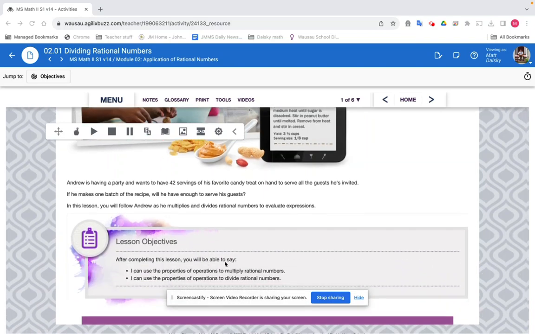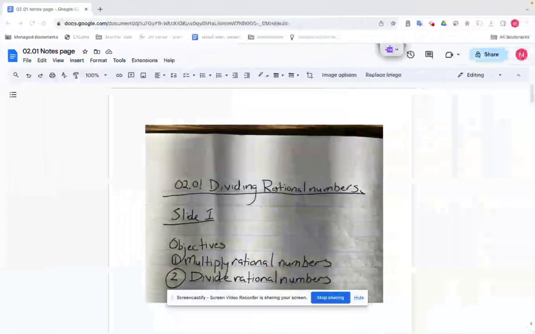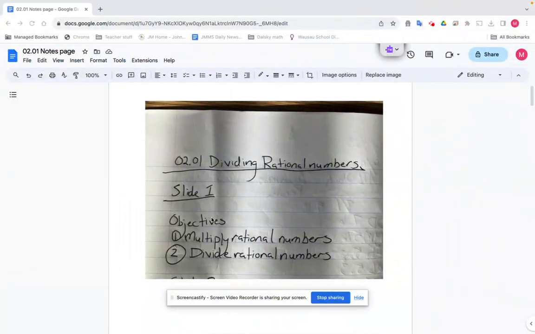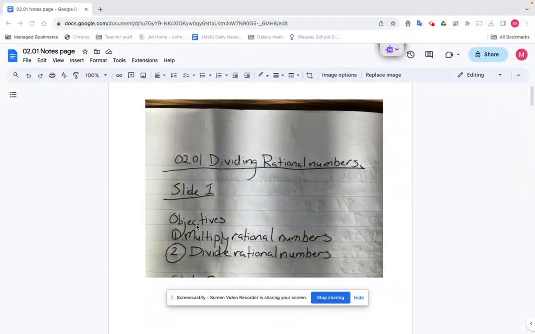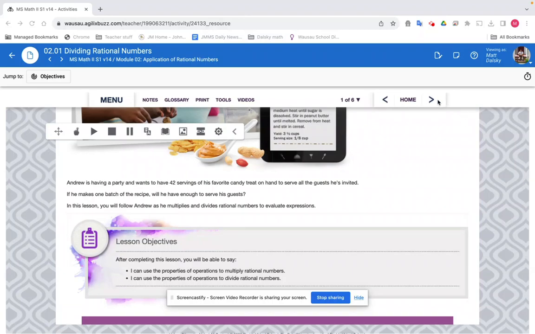The crucial part I really look for in the first slide are the objectives. This tells me what I'm going to be learning about in the lesson. So it tells me I'm going to be multiplying rational numbers and dividing rational numbers. So let's see what it looked like when I wrote that out. Slide one, it really is those only two things I wrote down: objectives, multiplying, and dividing rational numbers. So, on to slide two.